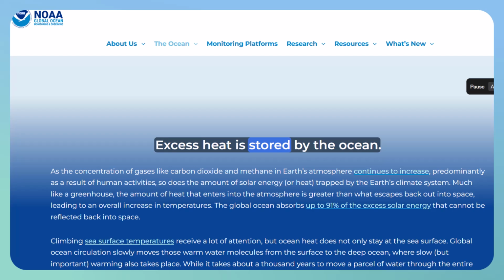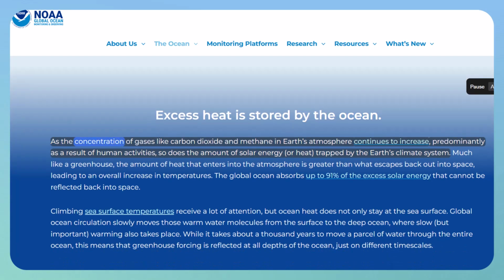Excess heat is stored by the ocean. As the concentration of gases like carbon dioxide and methane in Earth's atmosphere continues to increase, predominantly as a result of human activities, so does the amount of solar energy, or heat, trapped by the Earth's climate system.